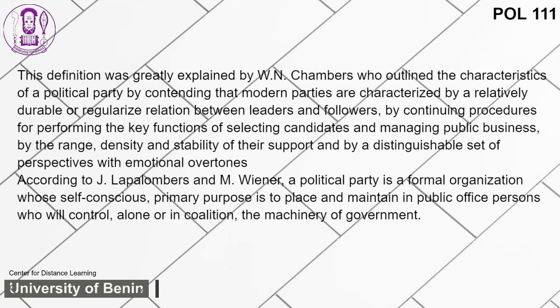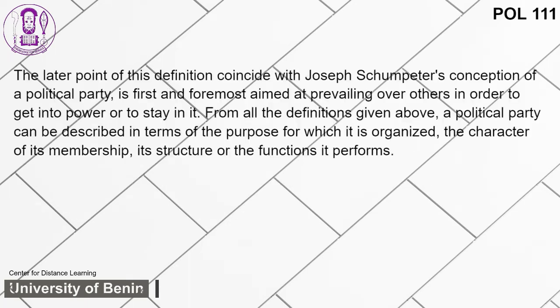According to J. Loppel-Ombers and M. Wiener, a political party is a formal organization whose self-conscious, primary purpose is to place and maintain in public office persons who will control, alone or in the coalition, the machinery of government. The latter point of this definition coincides with Joseph Schumpeter's conception of a political party, which is first and foremost aimed at prevailing over others in order to get into power or to stay in it. From all the definitions given above, a political party can be described in terms of the purpose for which it is organized, the character of its membership, its structure, or the functions it performs.